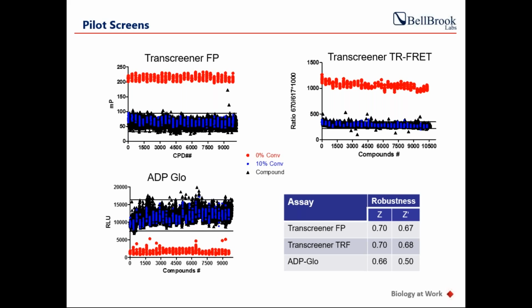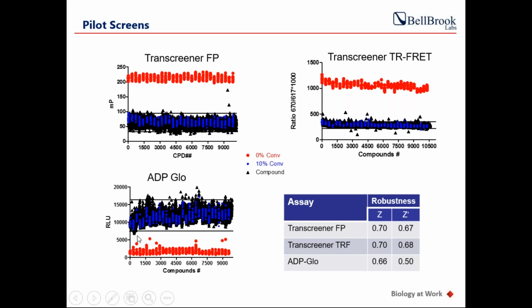Despite the reputation that TR-FRET has for lower levels of interference because of the gated emission and the delayed detection, we find, and honestly, our customers through the years have found, that the Transcreener FP assay gives the best results in terms of compound interference. Now, you might be able to find libraries where you can get a higher level of interference, but in general, that's what we found.